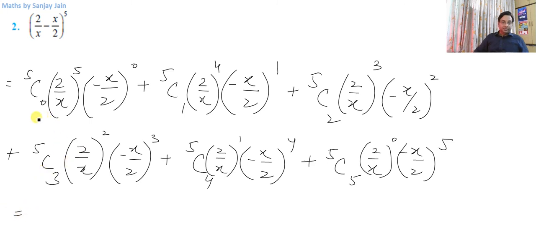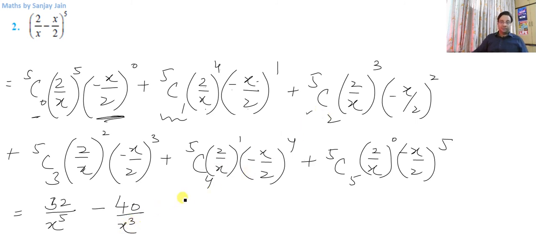Let us check. This is 1. This is 1. So the first term will be 2 raised to power 5, that is 32 divided by x raised to power 5. You need to take care of this plus minus sign also. So this will be minus because of this minus sign here. 2 raised to power 4 in the numerator, that way. Now this is 5, right? This is 2 raised to power 4 by 2. So 2 raised to power 3, that is 8 into 5, 40. And this is x raised to power 4, so I'll have x cubed in the denominator.